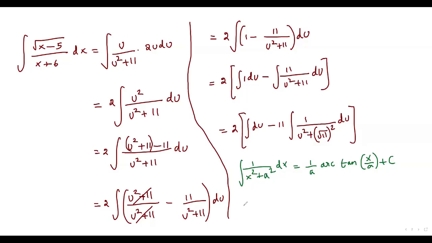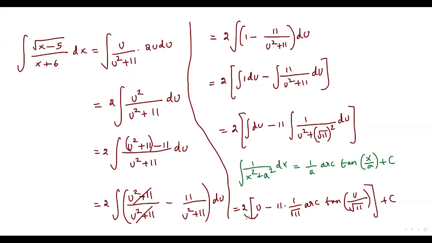So we get 2 times, when I integrate du, I'm just getting u, minus 11 times the integration of this one, and to get the integration of this one, we can use the formula over here. That is 1 over the square root of 11 times arctangent of u over the square root of 11, plus c. Okay, we can do further simplification on the next page.